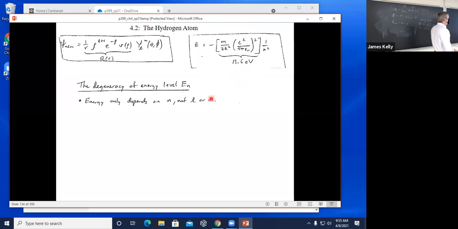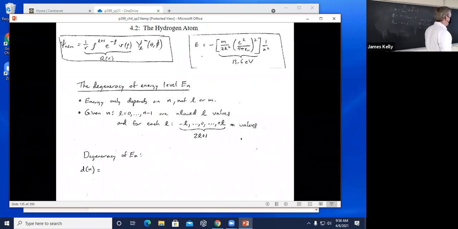In other words, there are lots of different states with different L's and different M's. If you take N equals 8, L can go from 0 to 7. And then for each L, there's a whole lot of M. So there's a whole lot of degeneracy. Same energy, lots of different linearly independent states here. Let's figure out what the degeneracy is for this.